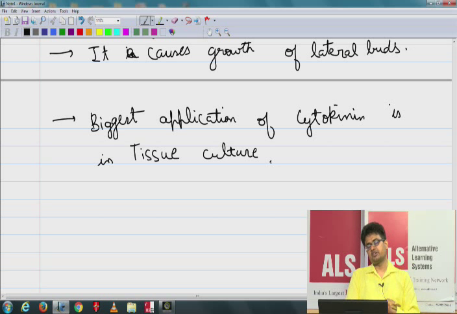The maximum percentage of orchids is found in the northeast region, in the whole of India and Asia. Yeah, very good that you know about it.